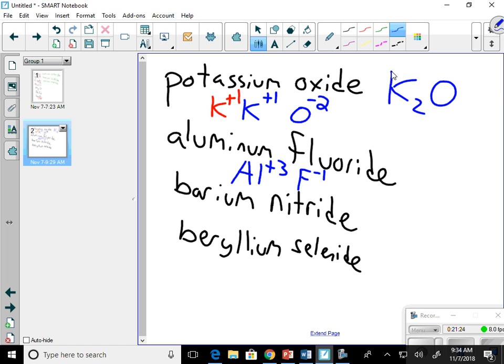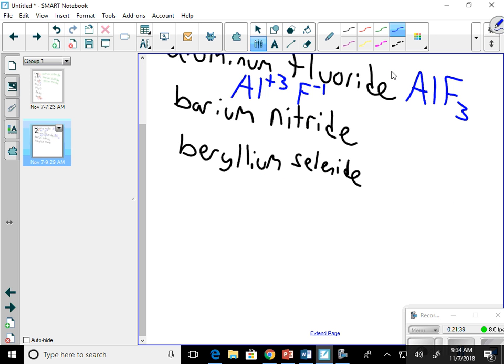Baron. AlF3. 3 fluorides will now give me a -3 to balance out my +3. 2 to go. Barium nitride. Symbol and charge for barium. Ba +2.